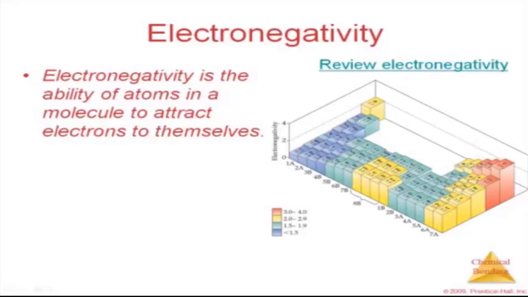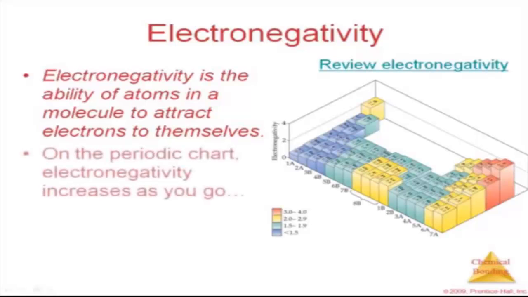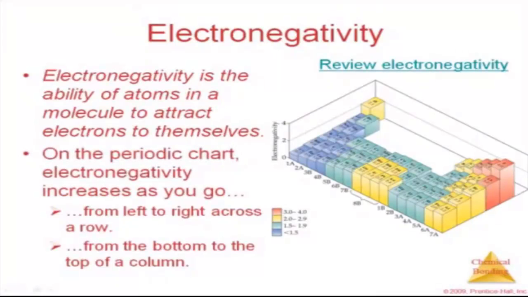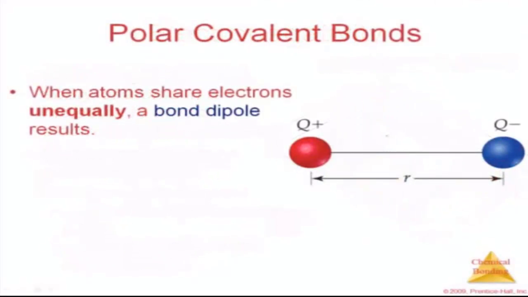Okay, so it's the difference in electronegativity in a bond that determines whether or not a bond is polar. As you remember, from left to right, electronegativity goes up, and from the bottom to the top it goes up. So if you think about fluorine as the high, it goes down from there both ways. So when atoms share electrons unequally, we call that a bond dipole. One's more positive, one's more negative. There's some distance between them.